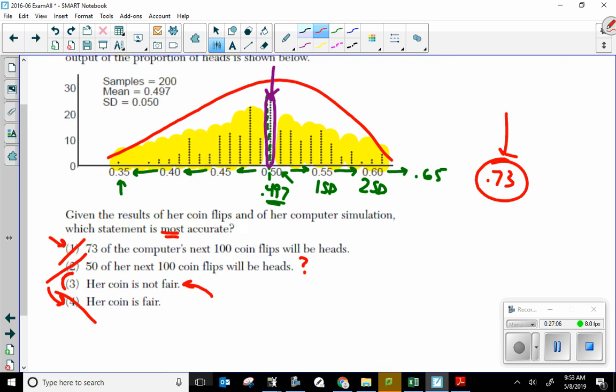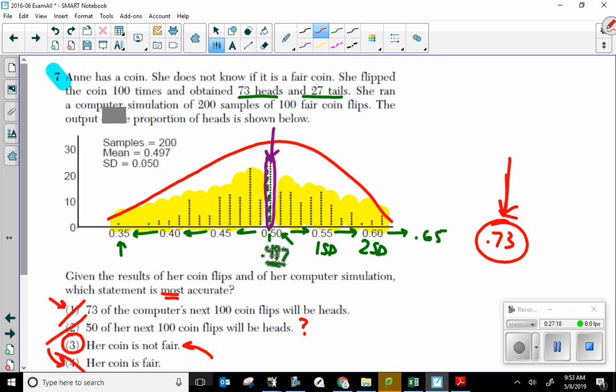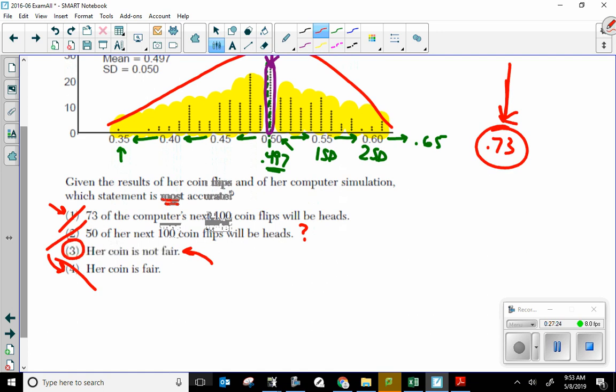This girl doesn't have a fair coin because out of 100 times, not once did it come out this way. That's not a fair coin at all. And I would lean toward number 3 anyways, because here's the question. She doesn't know if her coin is fair or not. Number 3. Now let me explain number 2 one more time.